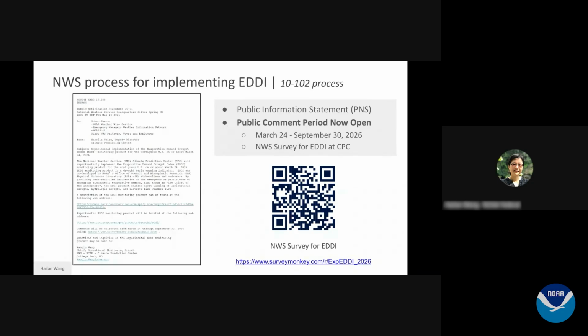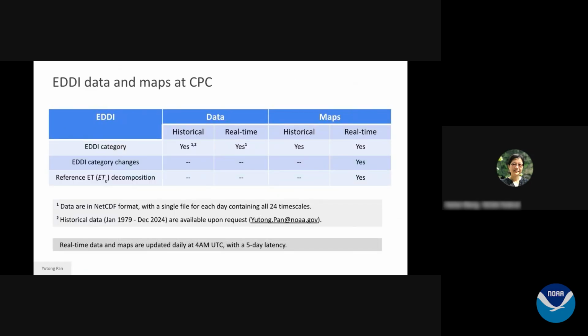questions. And here we have a QR code and also listed the web address. So all these are for the National Weather Service survey for EDDI at CPC. If you have any feedback, please go to this website and submit your comments and suggestions. So next, I'm going to pass the control to our CPC colleague, Yitong Pan, to talk about the EDDI data and maps at CPC. Thank you.